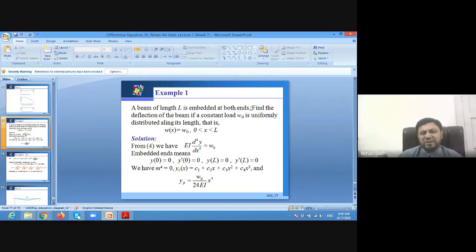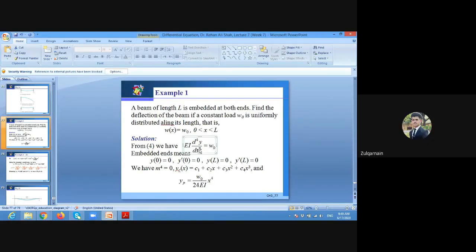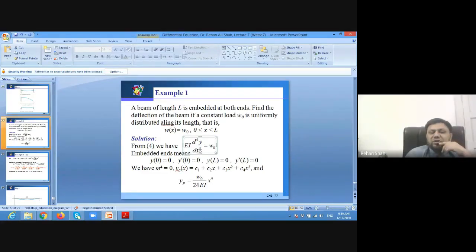It is fixed from both ends. Find the deflection of the beam if a constant load W0 is uniformly distributed along its length, that is, if W(x) is equal to W0. So the differential equation is now EI d^4y/dx^4 is equal to W0. If you take the characteristic equation, you will make it homogeneous: m^4 is equal to 0. So you will get yc equal to C1 plus C2x plus C3x^2 plus C4x^3.